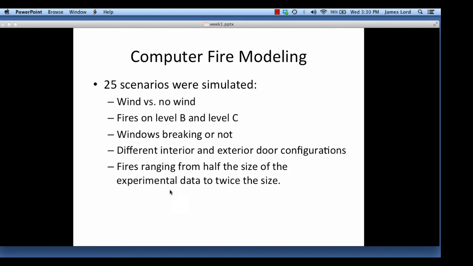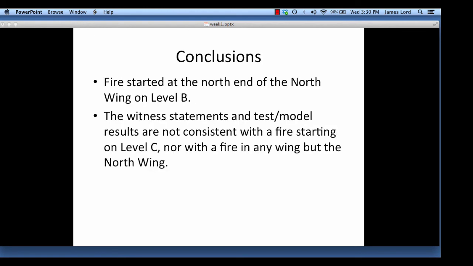So just to list here, there were, in this case, 25 different simulations looking at all kinds of different things. And at the end of the day, we had that fire starting at the north end of level B. It was not consistent with a fire starting at level C or in any other wing, for that matter, of a different floor. In this case, it turns out that the girlfriend of the main suspect did live up at that north end of level B, and that was the motivation for starting the fire here. And it wound up going to court a few years back and getting a conviction of the suspect for starting that fire there up on level B.